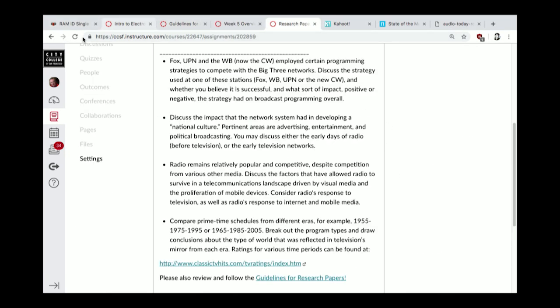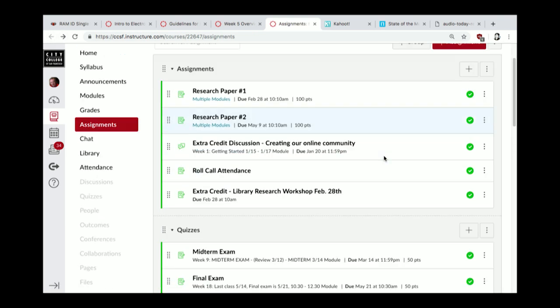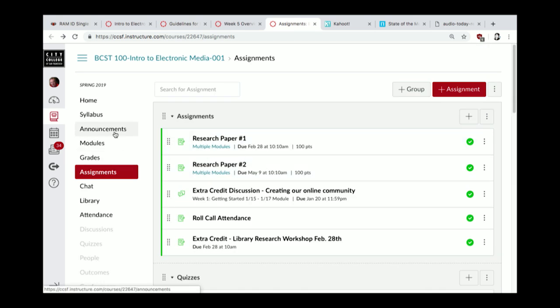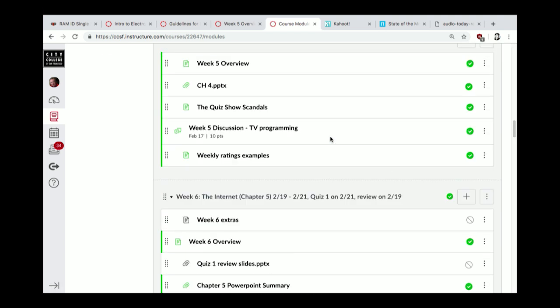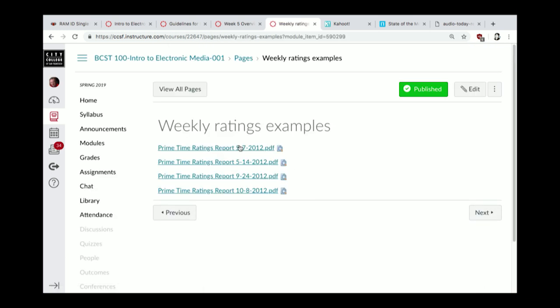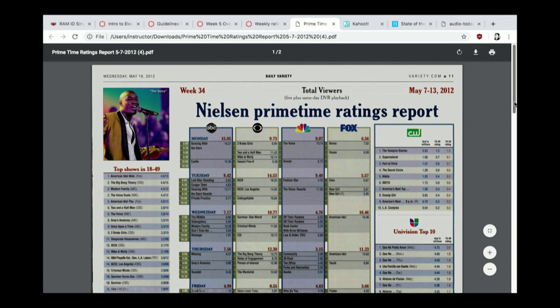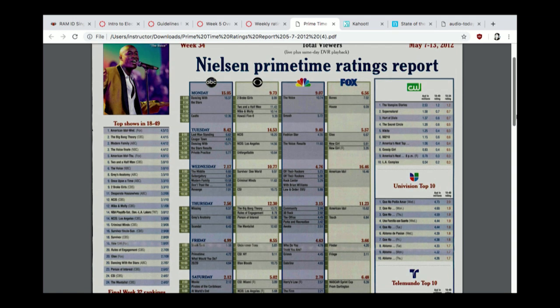So I have here a relatively current example. This should be faster to find. Let's see here. Not the assignments module. There we go. Down to ratings examples. Yeah, so here we go. Let's just look at one of these reports. It's getting old now, too. Daily Variety, which published these reports, stopped publishing a few years back. But you can find some of this information, just not in quite as nicely laid out a format.